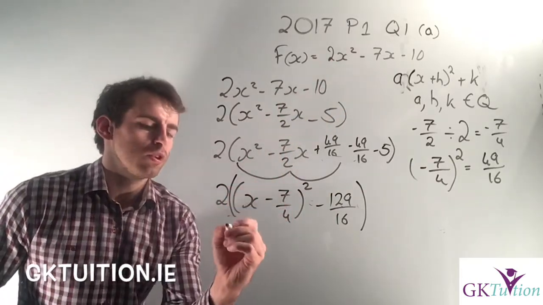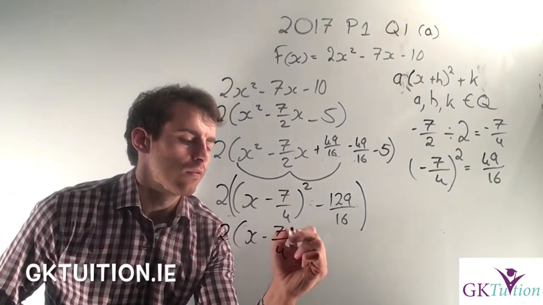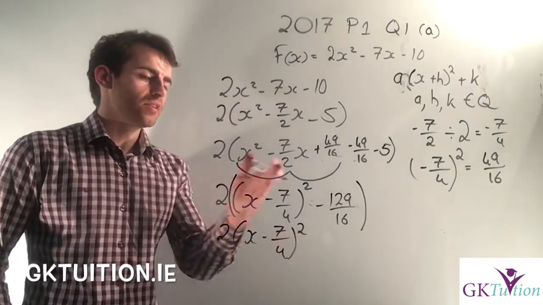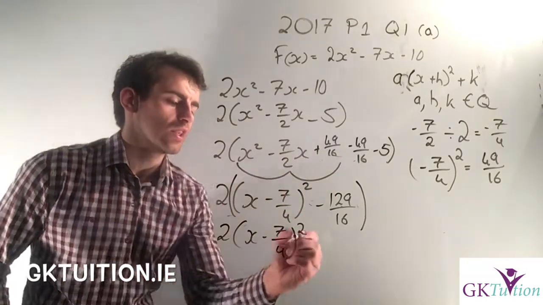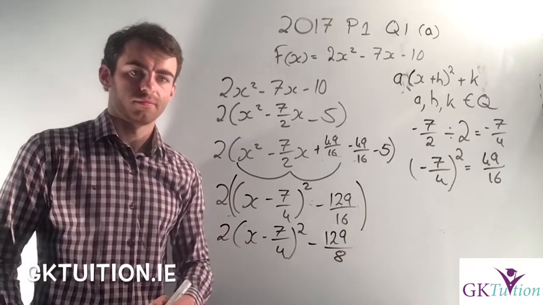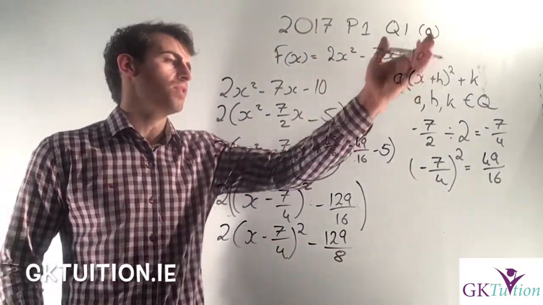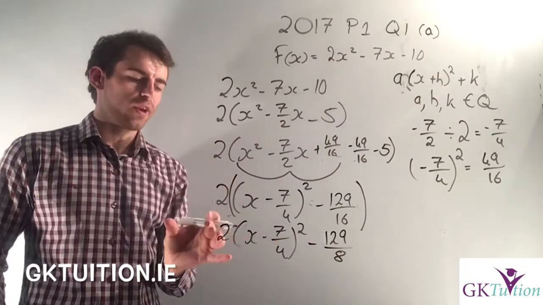I'm not going to bother multiplying out my brackets, so I'm going to leave it as 2 times x minus 7 over 4 to be squared, and then 2 by minus 129 over 16 is minus 129 over 8. So now I've got it in the form of a times x plus h to be squared plus k. So this is my final answer.